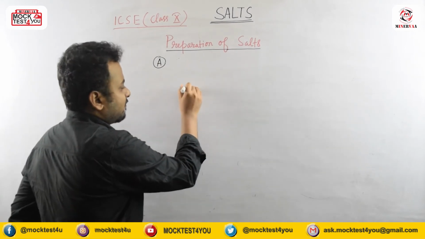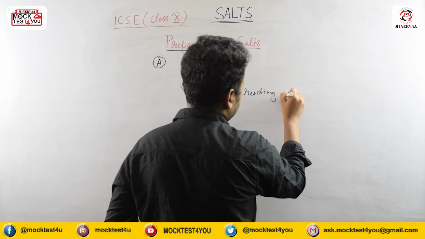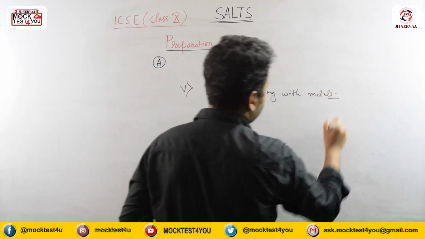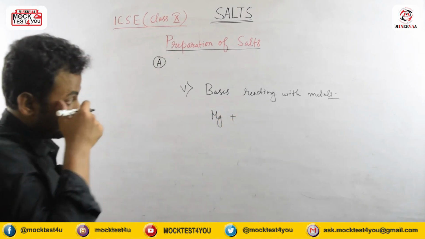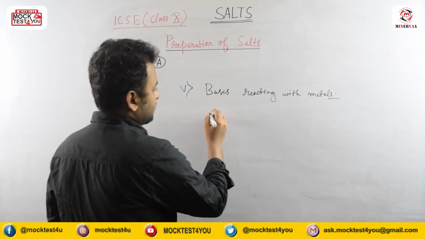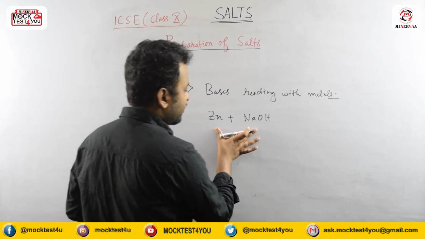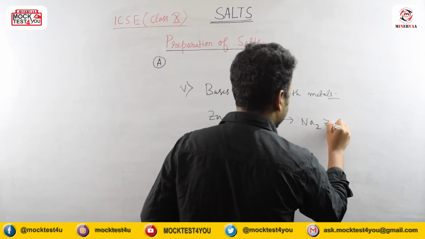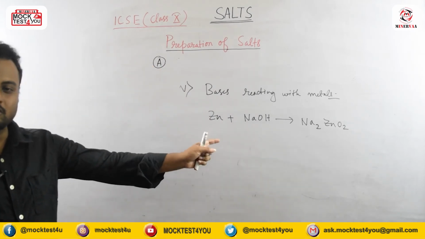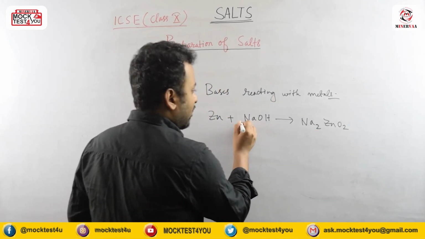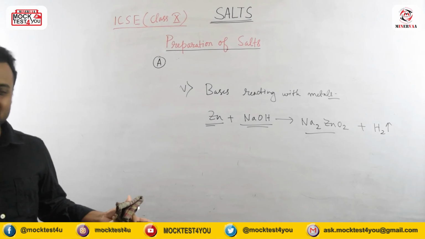Another reaction for the preparation of soluble salts is bases reacting with metal. So what is this kind of reaction? For example, Zn is reacting with NaOH, so we will get Na2ZnO2, sodium zincate. As we have seen in the first reaction, metal reacts with acid to produce salt and hydrogen gas. Also, bases will react with metals to produce salt plus hydrogen gas. And we can detect the hydrogen gas easily, right?